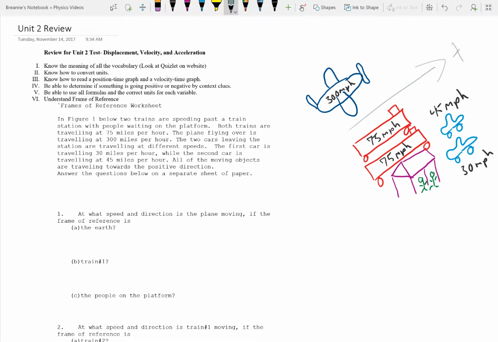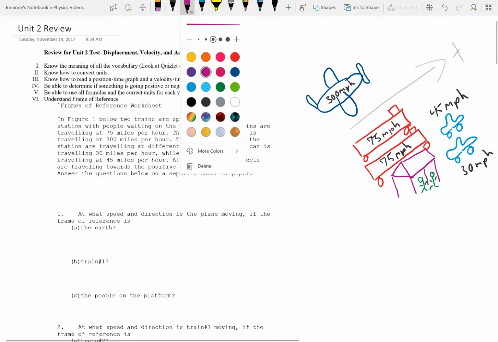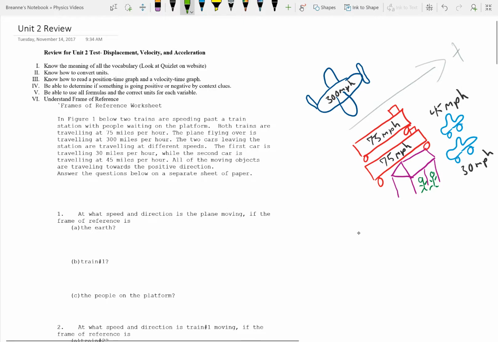Answer questions below in a separate piece of paper. Well, we're answering the questions on here. At what speed and direction is the platform moving if the frame of reference is the Earth? So we're dealing with the purple. Our platform's purple. Now, if you think about frame of reference, our frame of reference is the Earth. We don't have a light green, so it's the fact that it's earthbound.